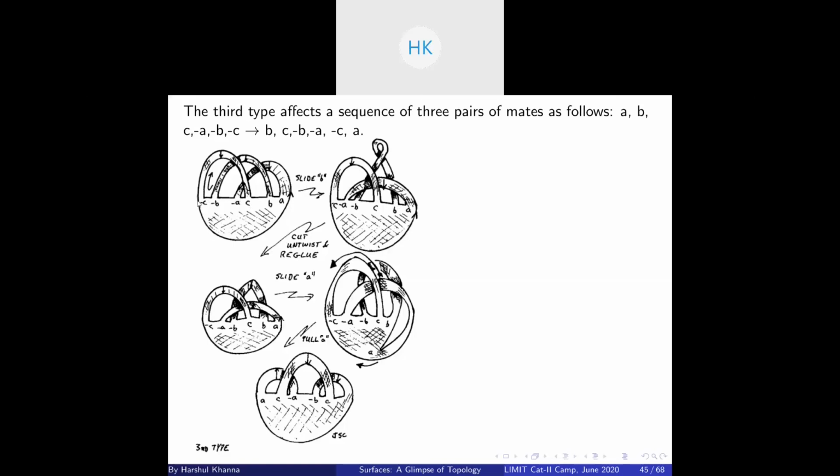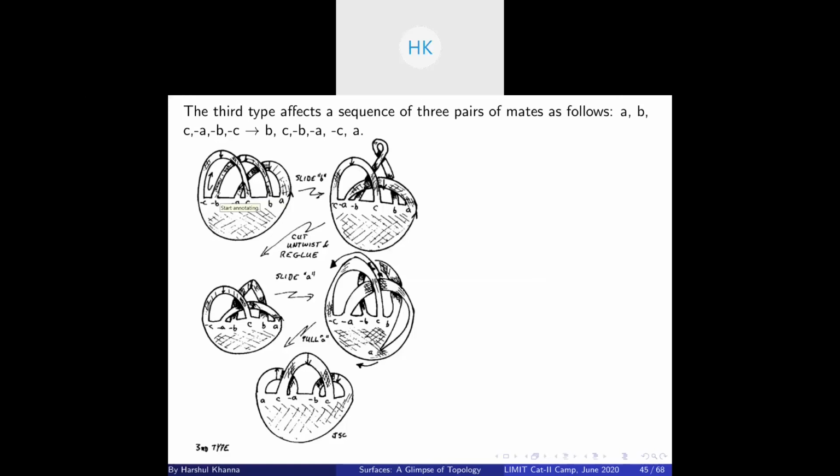So what you do is first slide minus C over B, and you reach the other side, or what you do is slide minus B inside of C. Instead of cutting, can't we just untwist? No, we can't just untwist, right? How can we untwist without cutting and rejoining? You have to cut and untwist and then rejoin.